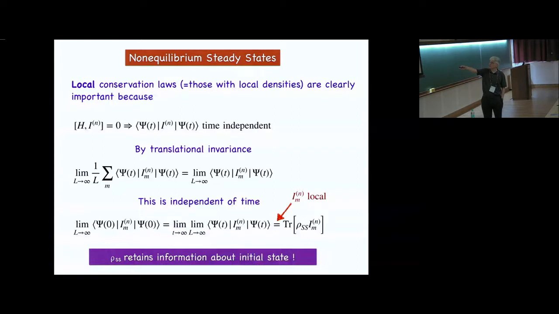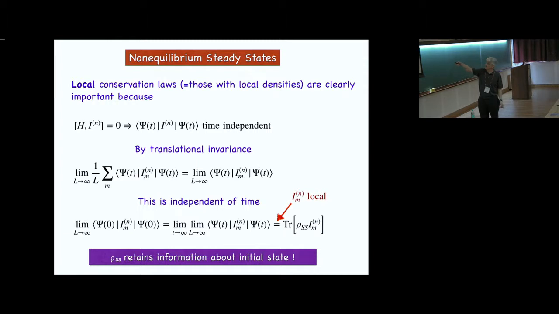Using translational invariance of my state, I can immediately conclude that these expectation values are actually independent of this index m. Remember that I was the sum over m of the densities, and so this sum just gives me a factor of L, which cancels the one over L. So the conserved density of the conservation law is just given by the expectation value of the density of the conservation law. Now, importantly, I've said it's a local conservation law, so this is a local operator, and the phenomenology of local relaxation that I have just introduced applies.